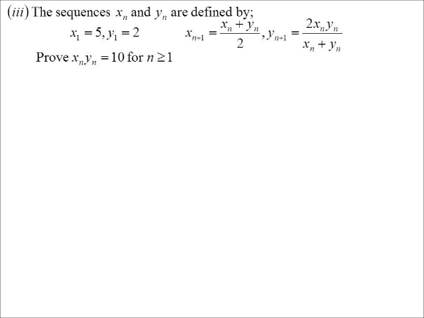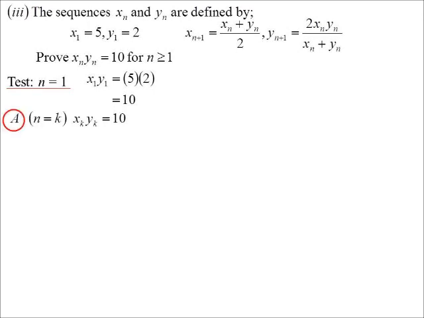To get the y(n+1), I get the x and the y term from the previous one, multiply them together, multiply by 2, well you can see, and divide by x plus y. We have to prove that every time we multiply xn with yn, we'll get 10 every single time. So, well, we can see x1 and y1, 5 times 2 is 10, so fair enough. When we do it for n equals 1, it works.